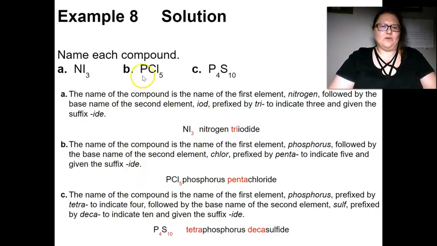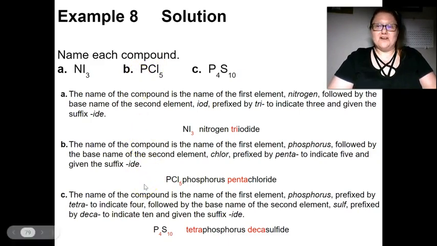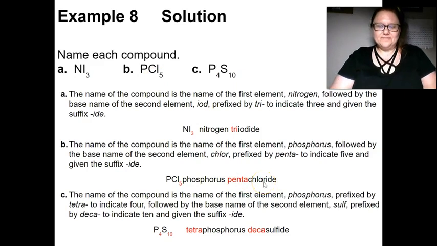Okay. The second one, we have P, and this is Cl5. So we have chlorine and phosphorus. Again, we just have one phosphorus, so we're not going to use the prefix mono. We'll just say phosphorus is there. And then penta is the prefix for 5. So you're saying 5 chlorines, pentachloride. Notice the prefix means it's connected, so that's all one word.